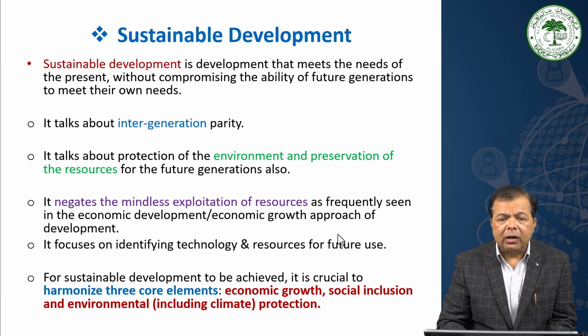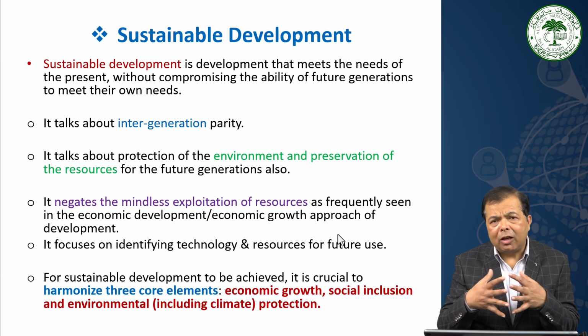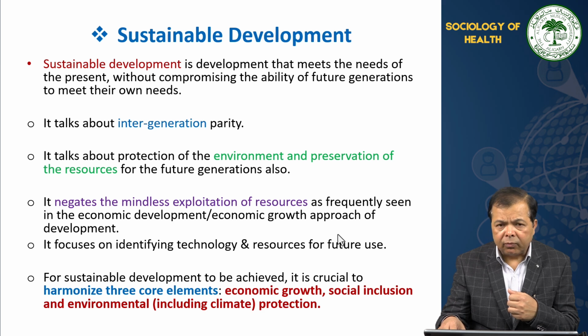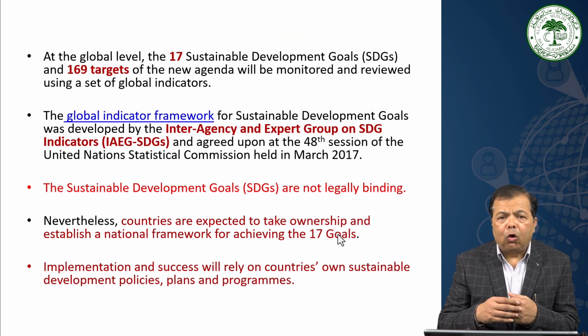And then environmental and climate protection is again very important. So with the combination of these three, we come to the understanding of sustainable development. At the global level, the 17 sustainable development goals and 169 targets of the new agenda will be monitored and reviewed using a set of global indicators.